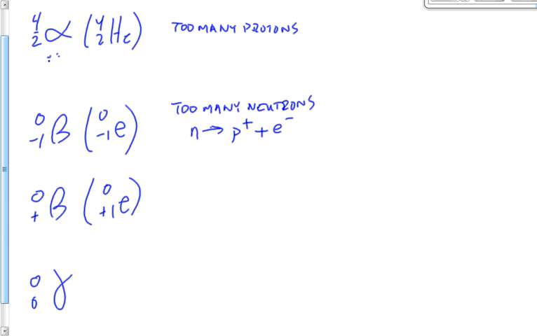You've just changed it into something else, right? Just like you have up here by getting rid of 2 protons, you've changed it into something else. Kind of like alchemy, right? Making gold from something else.